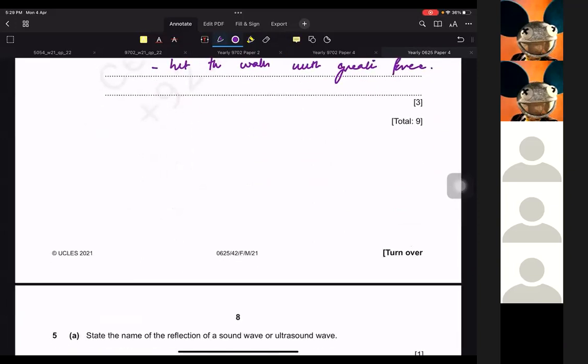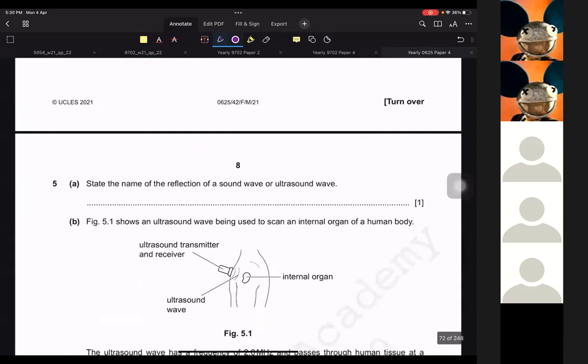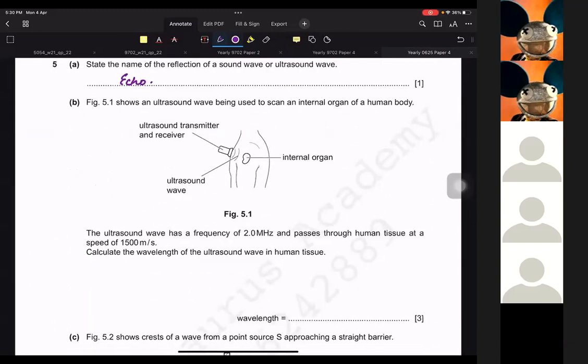Okay. Then state the name of reflection of a sound wave or ultrasound wave. Okay, that's an echo. Then ultrasound, it says the wave has a frequency of this and passes through human tissue at this speed. Calculate the wavelength in human tissue.